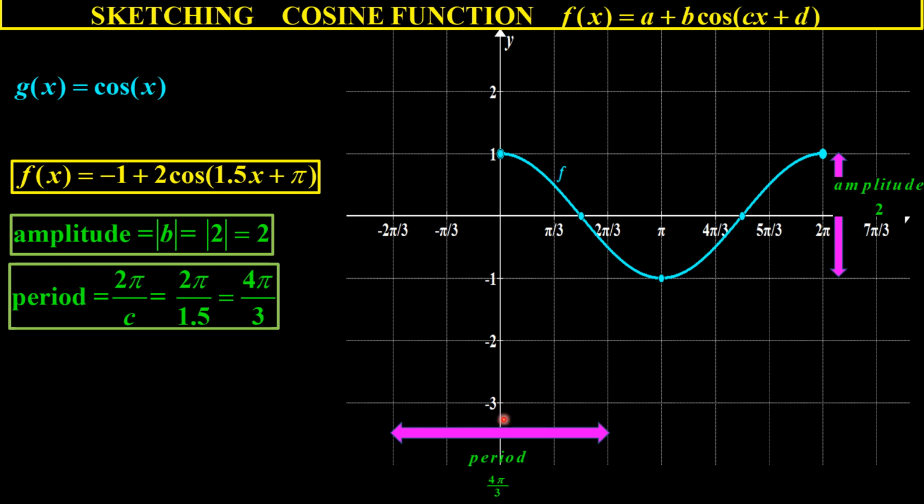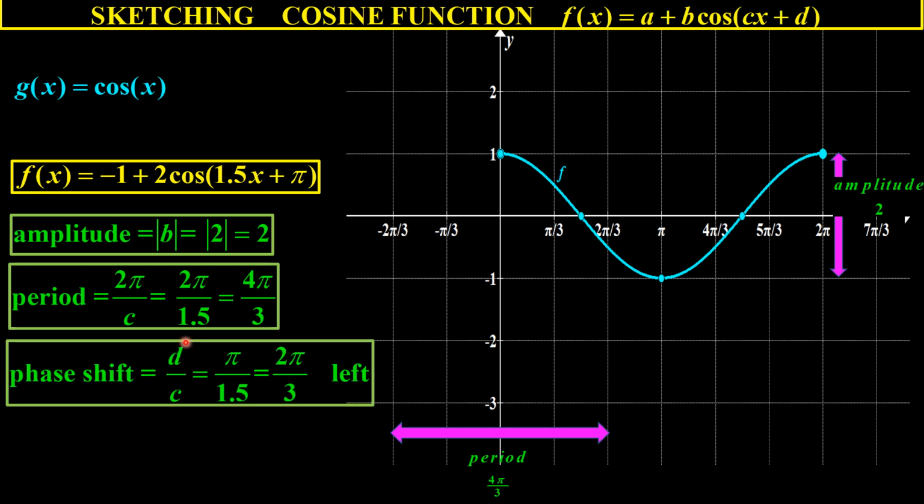So there I've got 2/3 and another 2/3. You see, 2/3 and 2/3 makes 4/3. You see, it goes from -2/3 to 2/3. So there I can have a period there. I could also draw it from there to there, right? I can also draw it from there to there. As long as I've got a period of 4 pi over 3. Let's look at the phase shift.